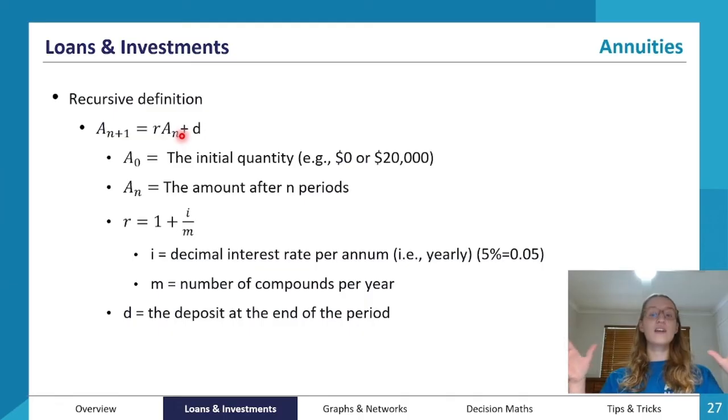So our annuity is going to grow over time, and it's going to grow for two reasons. Firstly, because of plus D, because we're depositing frequently at regular intervals into an annuity. And then it's also going to grow because of R, which is the factor by which it's going to grow.